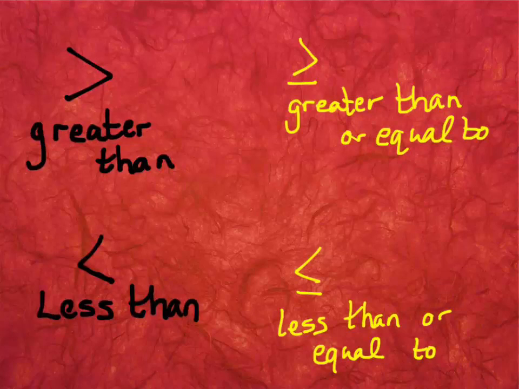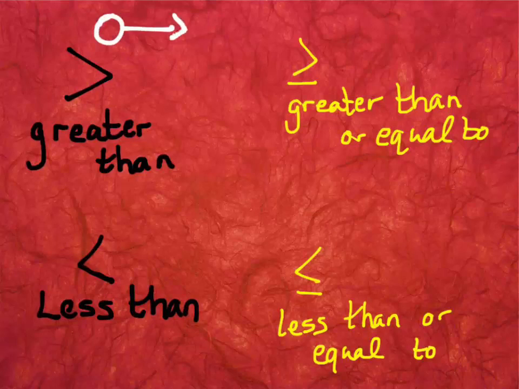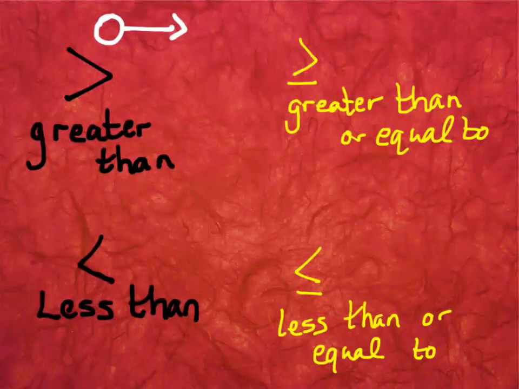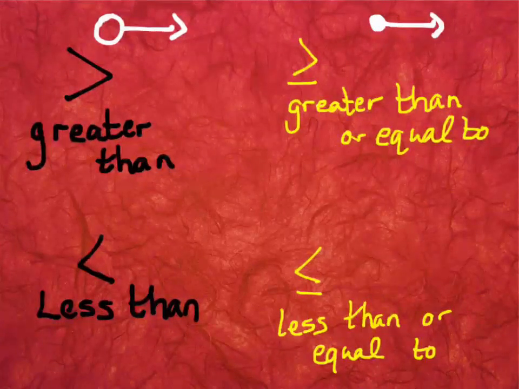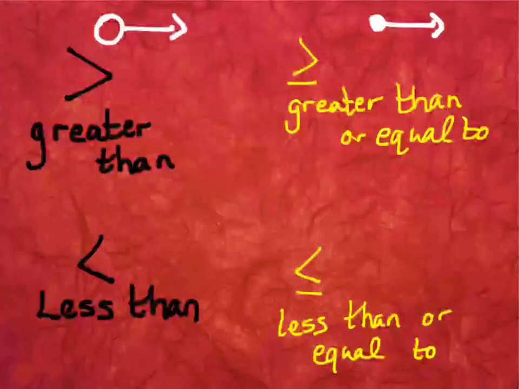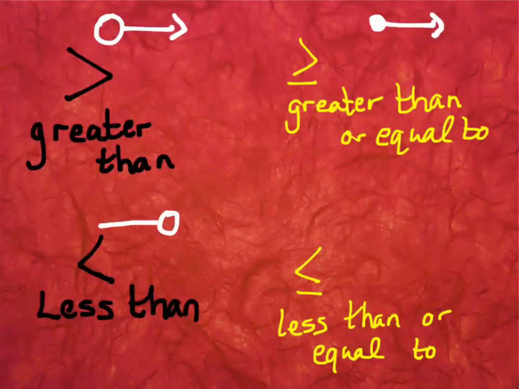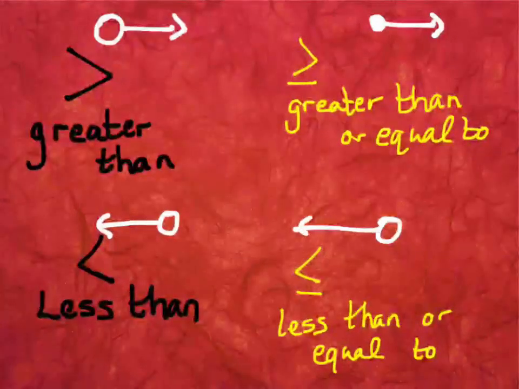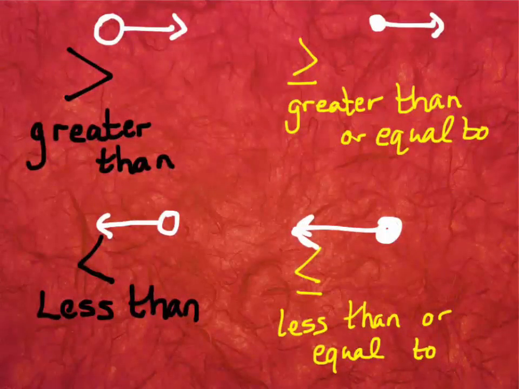So greater than and greater than or equal to are both going to shade towards the right. Greater than is going to be an open circle, and greater than or equal to is going to be a closed circle. Less than or equal to is going to be shading towards the left, left for less. And again, less than or equal to is going to have a closed dot.